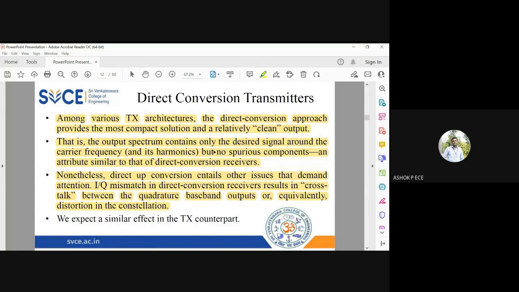That is one of the major issues of a direct conversion transmitter, because we don't have any other frequencies or any other filters involved, right? So we cannot ensure perfect operation. Only when mismatch happens will this result in crosstalk. Otherwise, it is going to work perfectly.